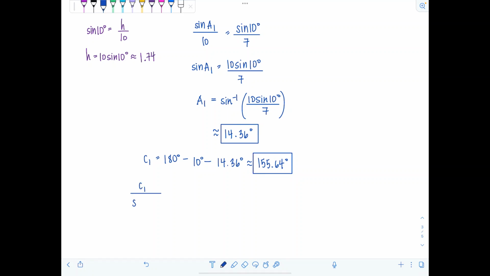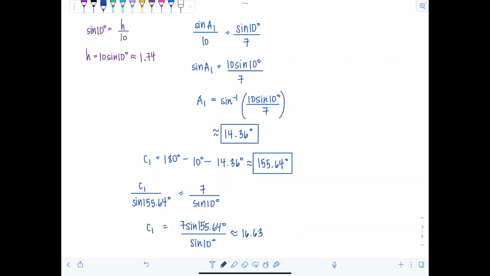And then the last thing you do is you find side C1 using law of sines. So side C1 over sine of 155.64 equals, use what they gave you, 7 over sine 10. So C1 equals 7 sine 155.64 over sine of 10 degrees. Let's see what that is. 7 sine 155.64 divided by sine of 10. And I got 16.63.